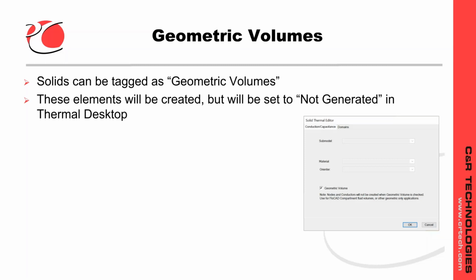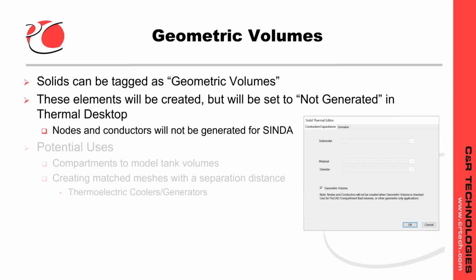And these elements will be created, but they will be set to not generated in Thermal Desktop. So nodes and conductors won't be created for Cinda. The elements will exist, but just not in the thermal solution. Now, this is not really a new function. You could have done this in Thermal Desktop if you wanted to, sort of manually. But this is just a shortcut for it.